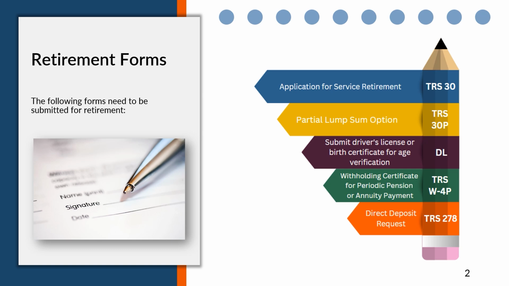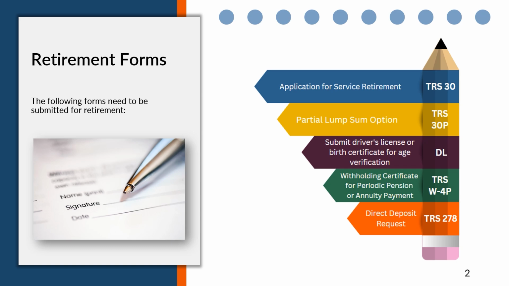Let's take a look at the list of forms starting at the top with the Application for Service Retirement, the TRS 30. If you are eligible for a partial lump sum option, you will submit the TRS 30P. We also request that you submit proof of age documentation. This can be in the form of a driver's license or birth certificate. For tax withholding purposes, you will submit the TRS W4P. This is an IRS withholding certificate for periodic pension or annuity payments.